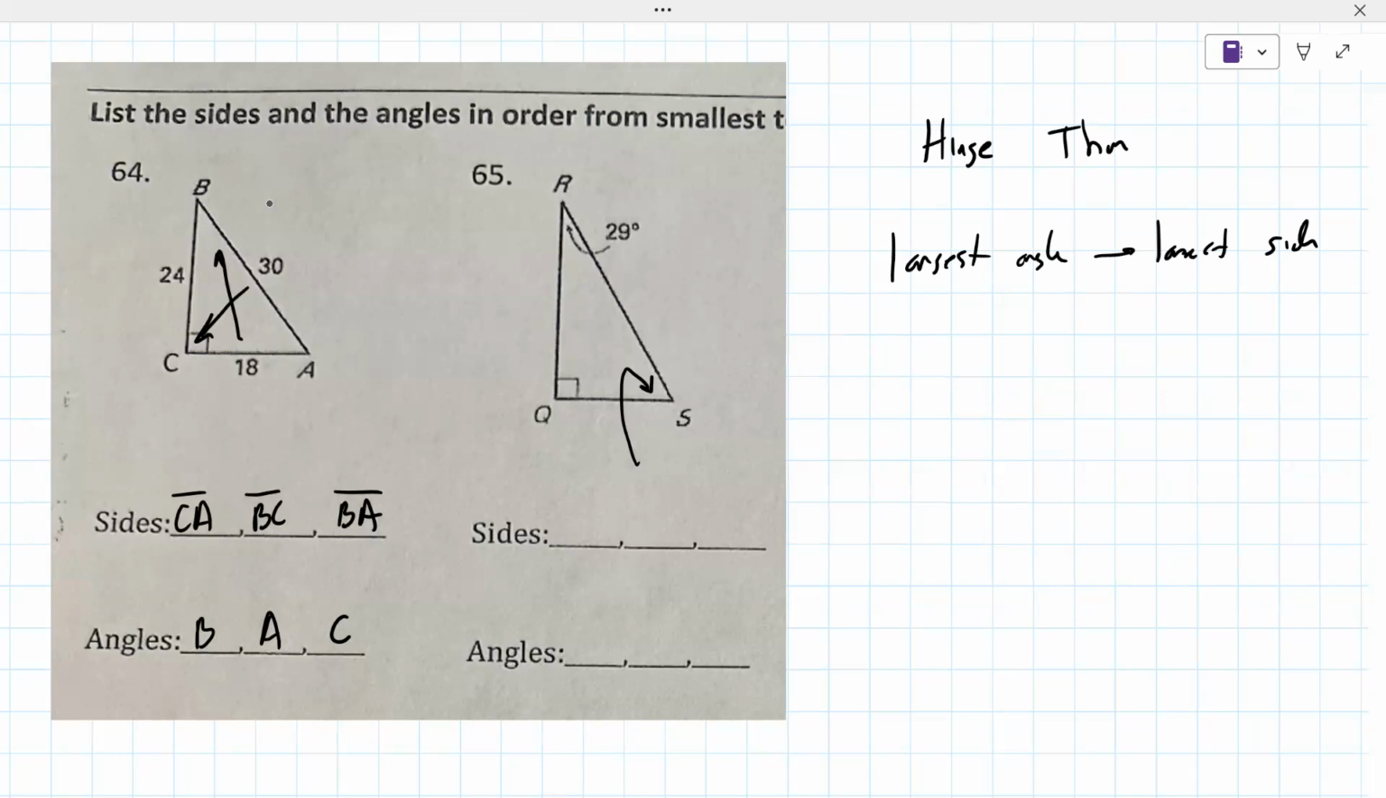What is it called? I forgot the word. The three angles add up to 180. You don't have to worry about what it's called. You just got to know how to do it.